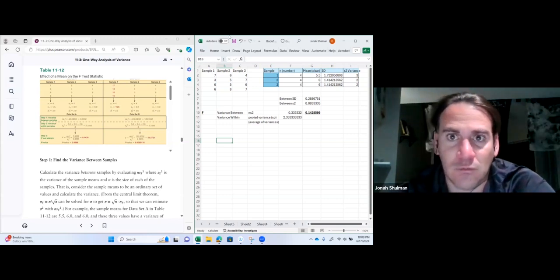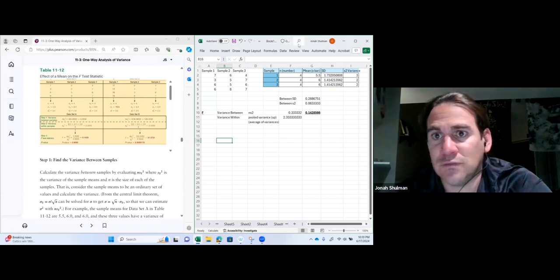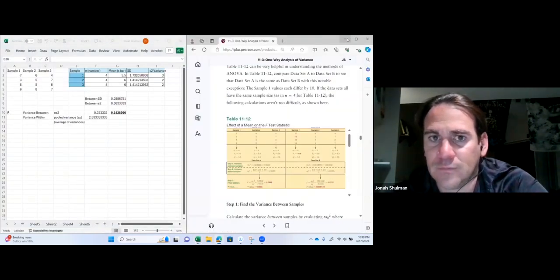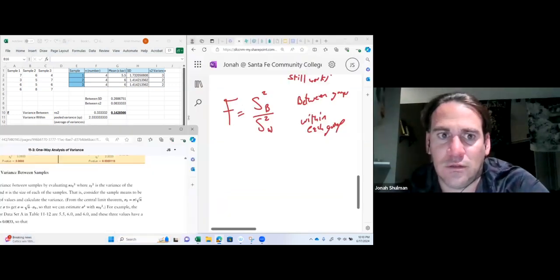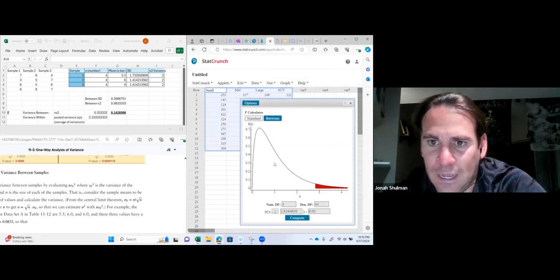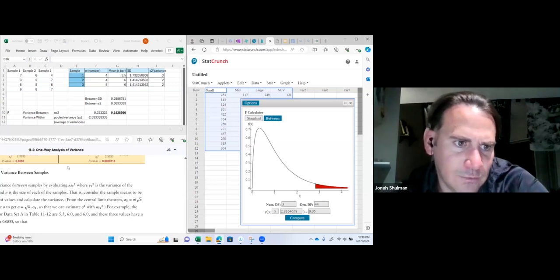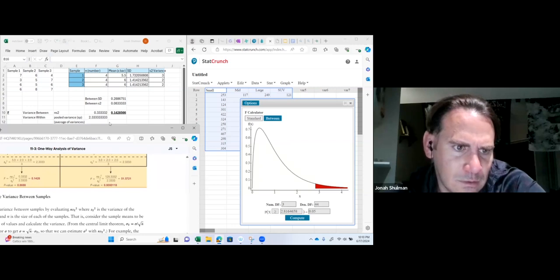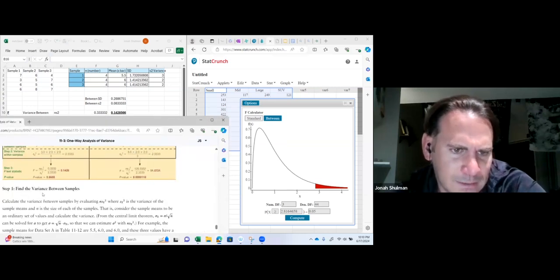Now, how do we get the p-value? Well, you can use the dreaded tables, or if we go right here, we have the F calculator. So let's see if we get the right value. They say the p-value is 0.8668.